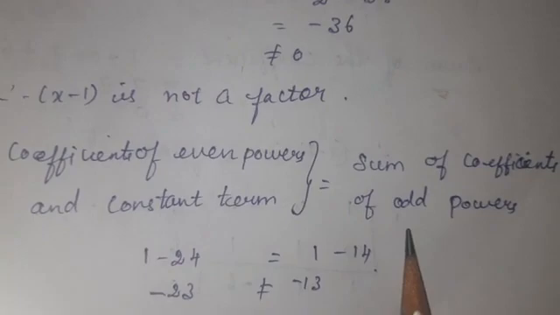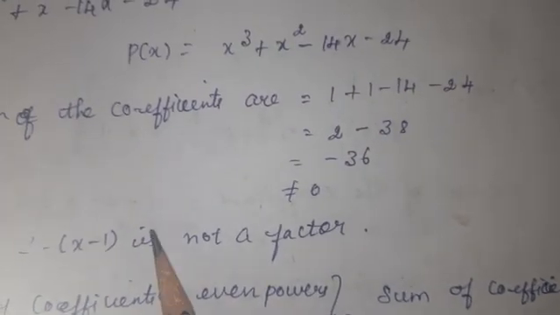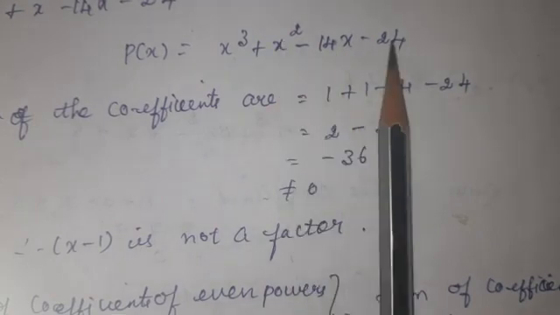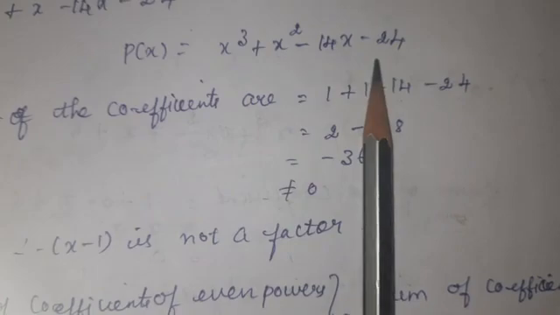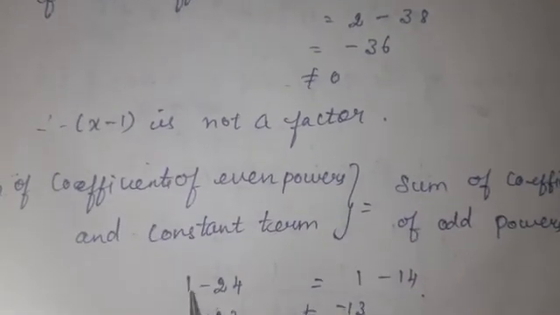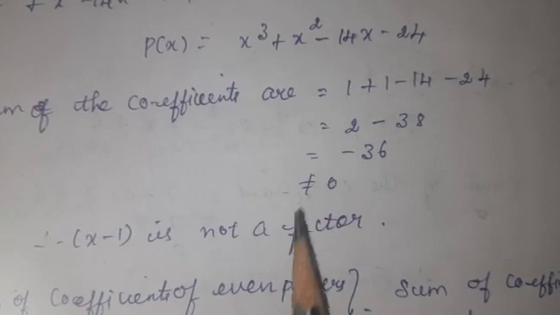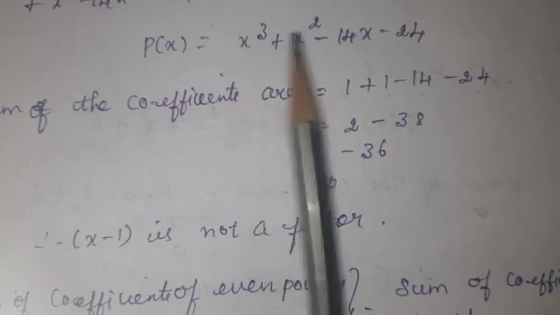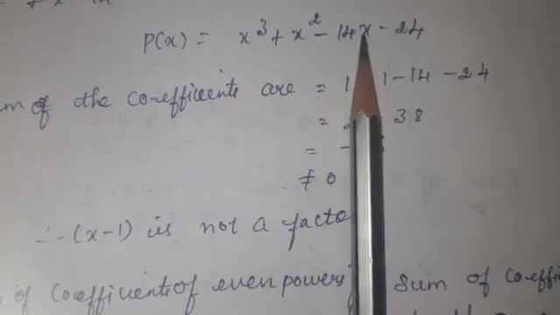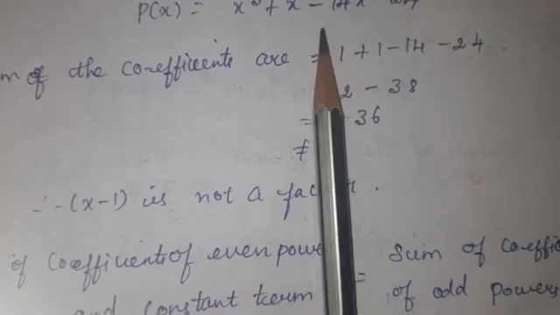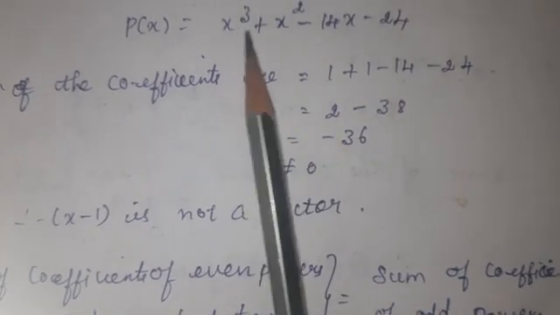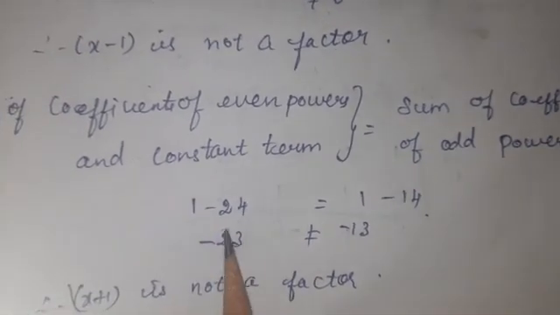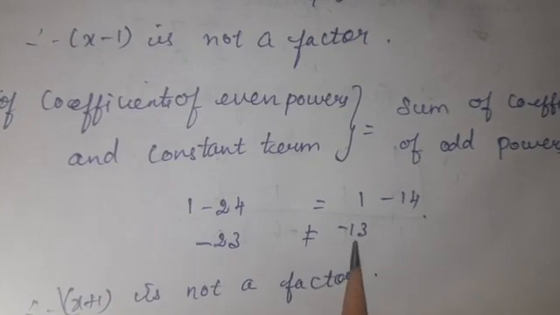So, see here, again I am going to P of x. Sum of the coefficients of even power: the even power is the square term, and its coefficient is 1. Next, the constant term, so 1 minus 24. That is one side, equal to the other side, the sum of the coefficients of odd power. Here the odd power is 3, so the coefficient is 1. Here the power is 1, this is odd power, so the coefficient is minus 14. So on the other side we write 1 minus 14. 1 minus 24 is minus 23. Here 1 minus 14 is minus 13.